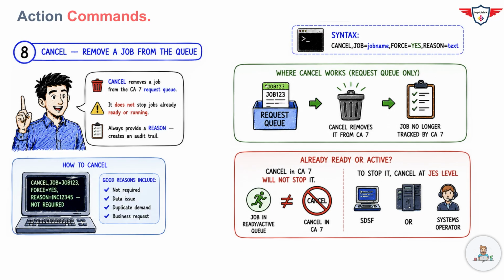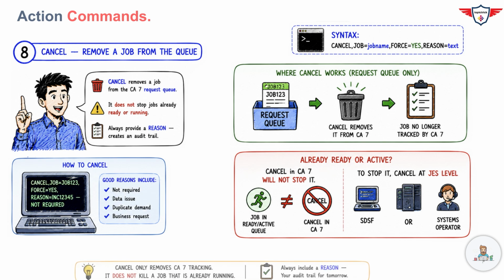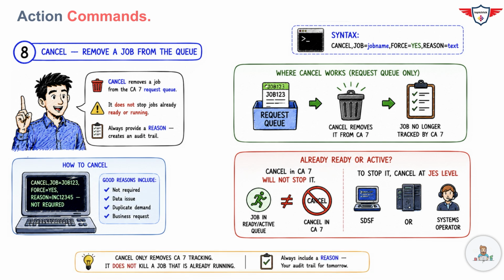Now the critical point that you need to understand is that if a job is already in the ready queue or actively executing, then issuing a cancel command in CA7 does not stop the job from running. It only removes CA7 tracking of that particular job. Now to cancel a job that is already in a ready or active queue, you must cancel it at the JES level through SDSF, that is System Display and Search Facility, or you can also reach out to the System Operator.